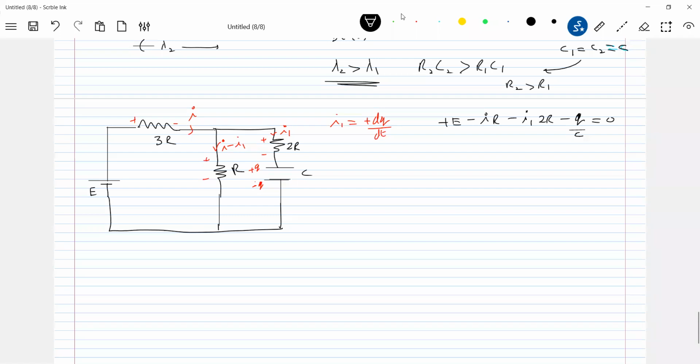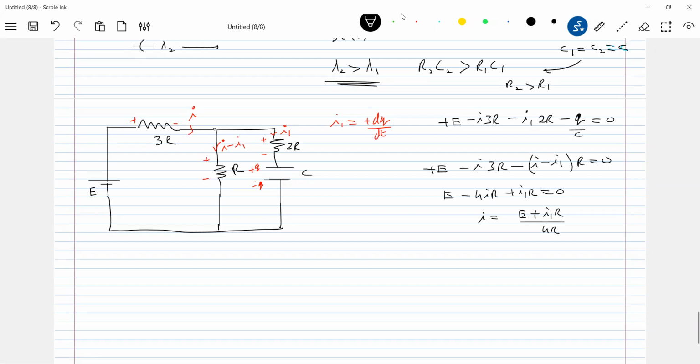What to do with I? I should be replaced here in terms of I1. So I'll take the help of the other loop equation. Plus E minus I into, this is 3R, no? I into 3R minus (I minus I1) into R equal to 0. 4IR plus I1R equals E. So I is equal to (E plus I1R) by 4R.